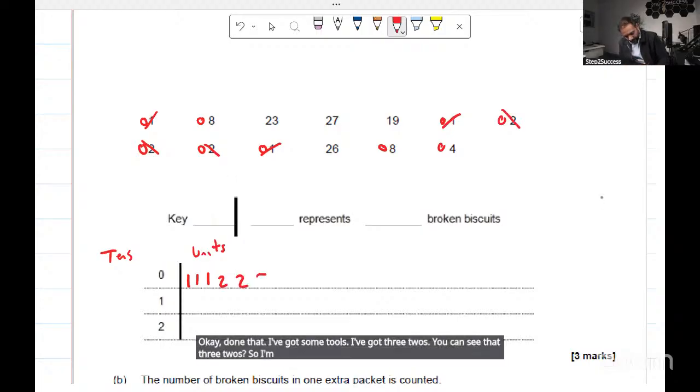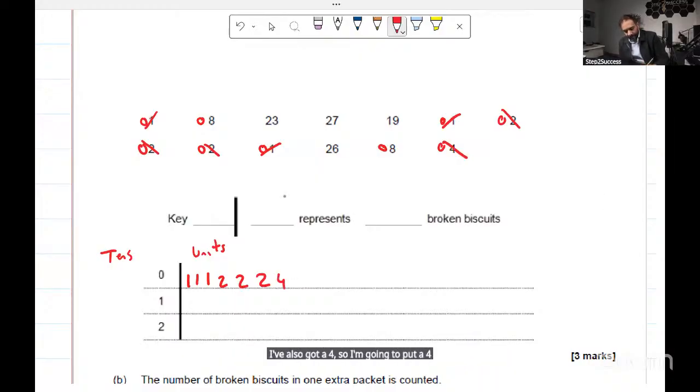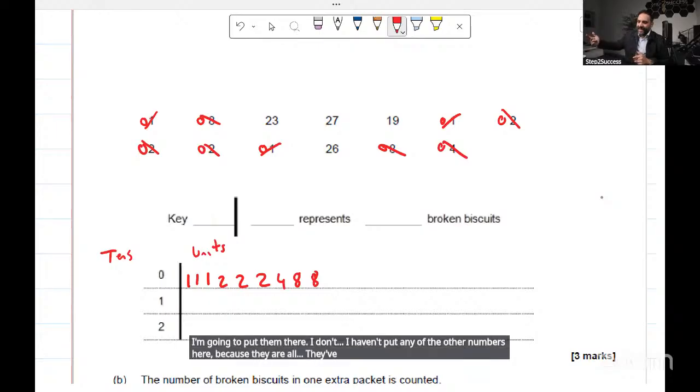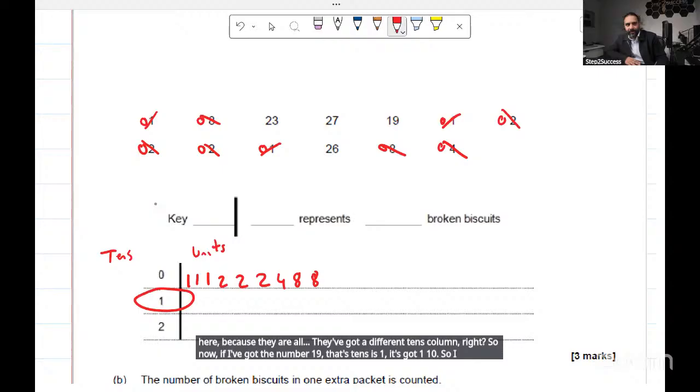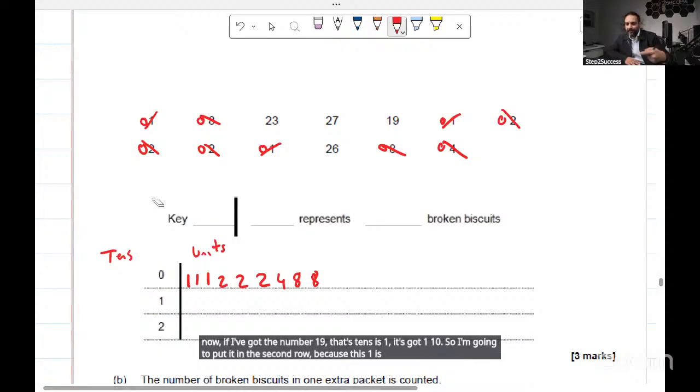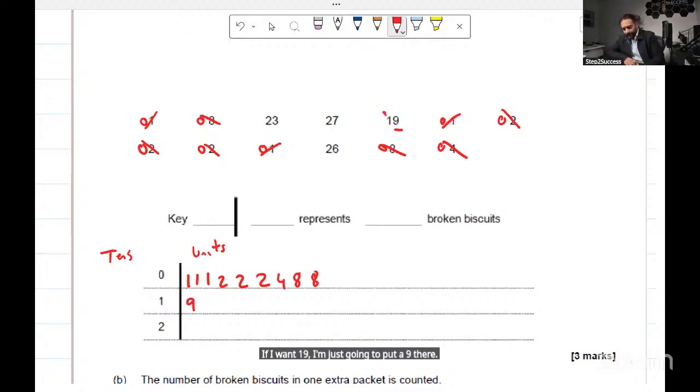So I'm going to put all 3 of them there. I've also got a 4, so I'm going to put a 4 there. I've also got 2 8s, and I'm going to put them there. I haven't put any of the other numbers here because they've got a different tens column. Now if I've got the number 19, the tens is 1, so I'm going to put it in the second row because this 1 is telling me there's a 10. If I want 19, I'm just going to put a 9 there. I haven't put the others because they all begin with a 2.